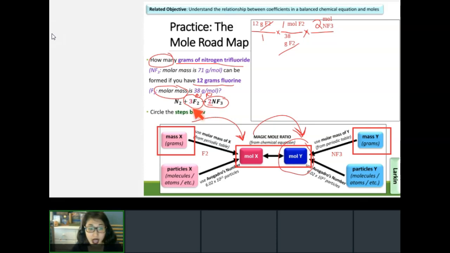All right, sorry. Again, how many fluorines do you see in our chemical equation? We got to fill this in. How many fluorines do you see in our chemical equation?